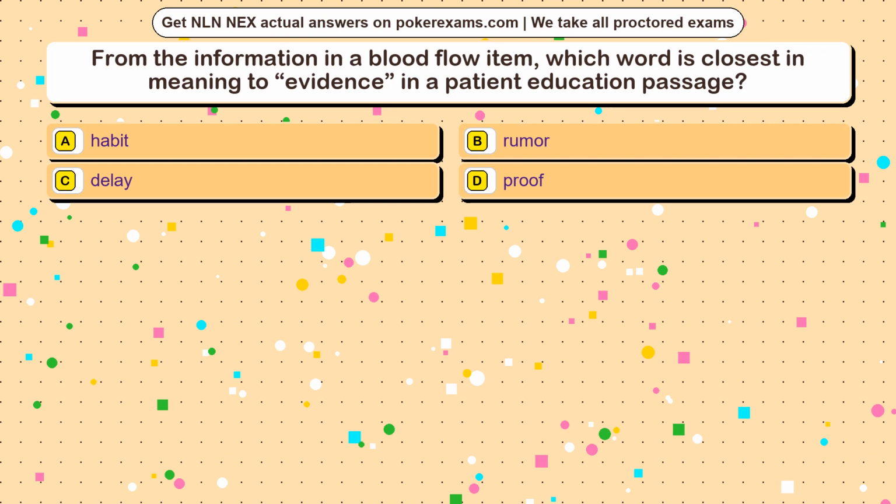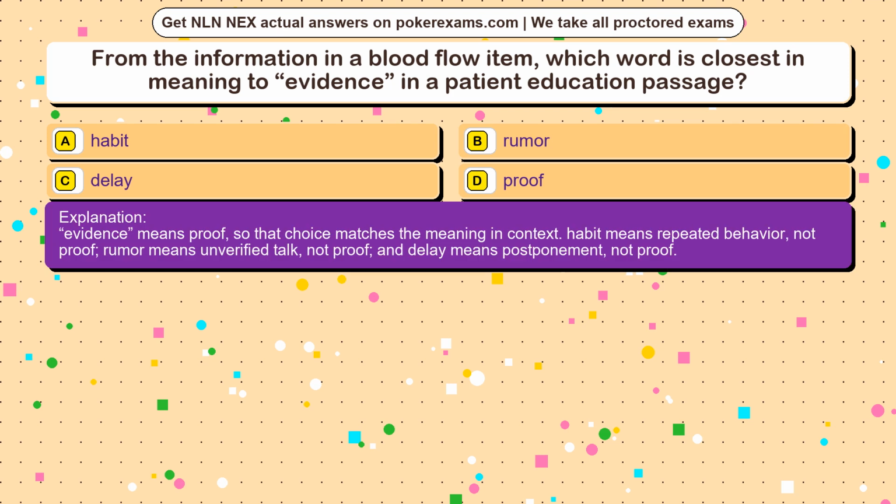The correct answer is option. Evidence means proof, so that choice matches the meaning in context. Habit means repeated behavior, not proof. Rumor means unverified talk, not proof. And delay means postponement, not proof.